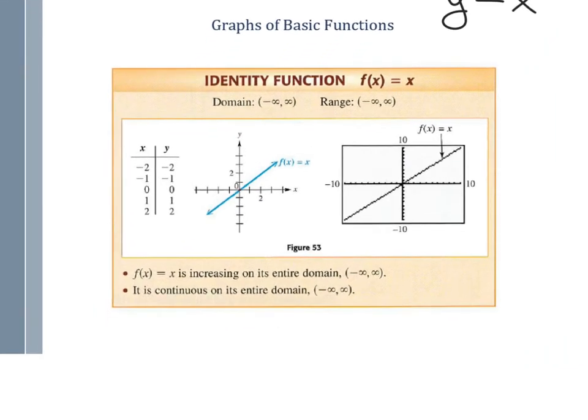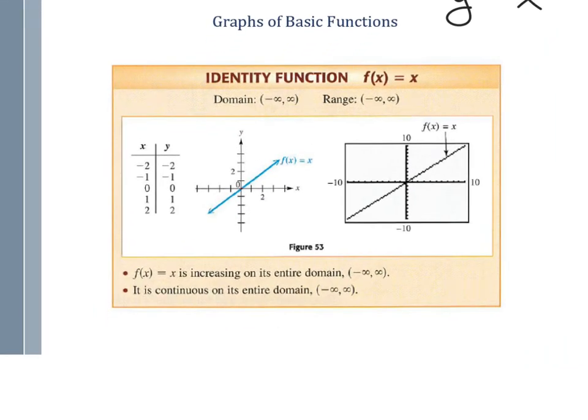Notice in the table here, they've plugged in different values of x. When you plug in -2 in this function, you would get a -2 out. When you plug in -1, you get -1. Again, you could do it using slope-intercept. Notice the y-intercept is 0, rise 1, run 1. The domain for all linear functions is going to be all real numbers. The range for all linear functions is also going to be all real numbers. So again, we're going to memorize the shapes that these graphs take on.